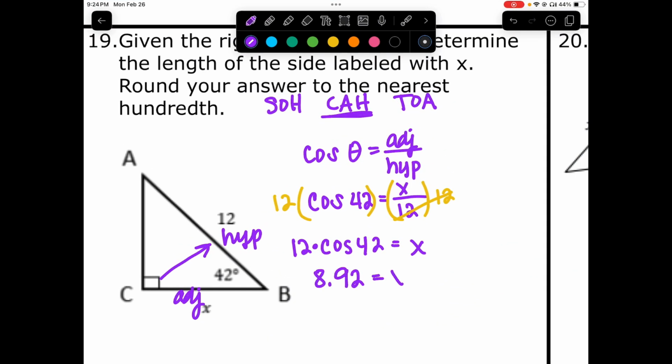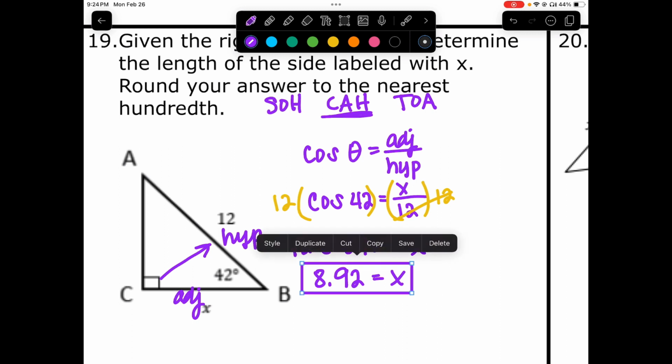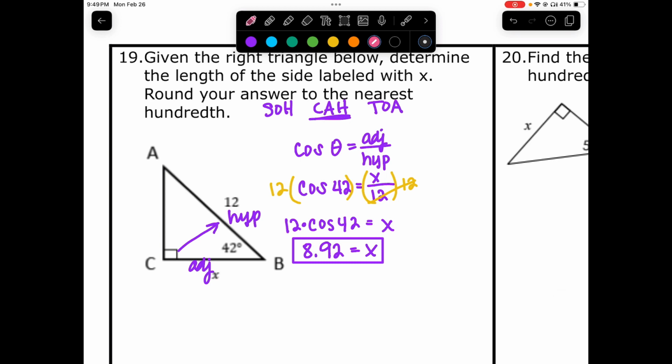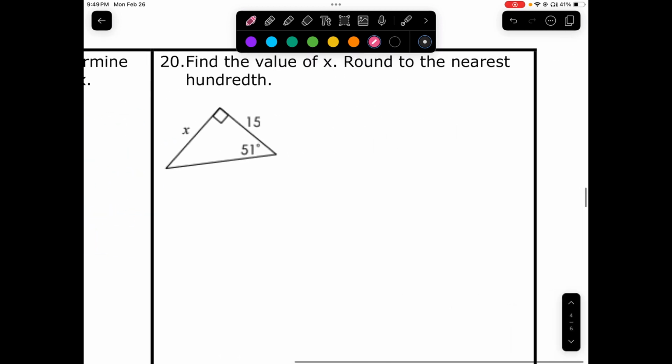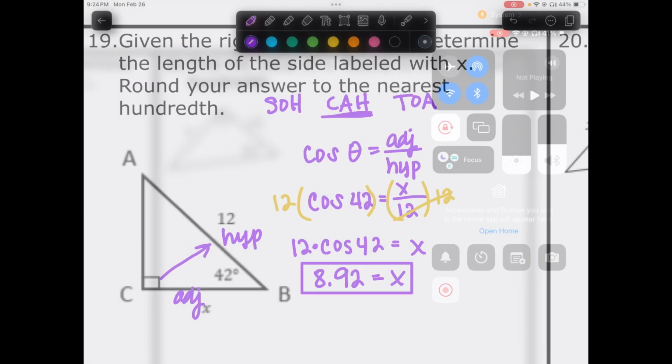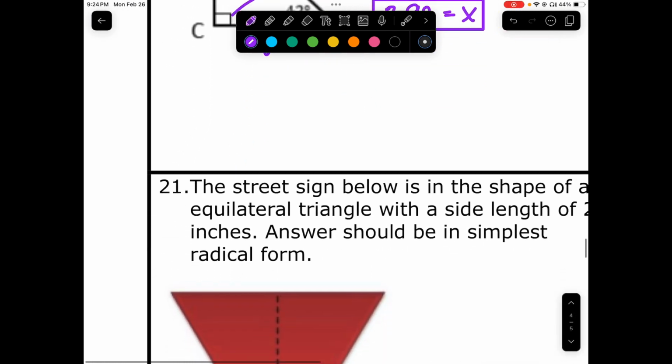All right, it said to round to the hundreds place. The hundreds place is two places after the decimal, two places to the right of the decimal. All right, go ahead and try number 20. All right, number 21.